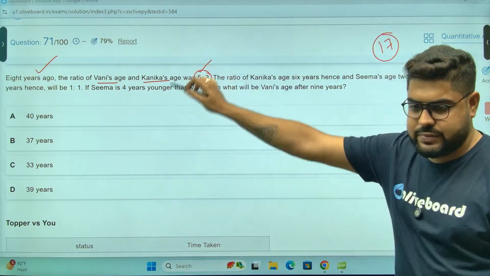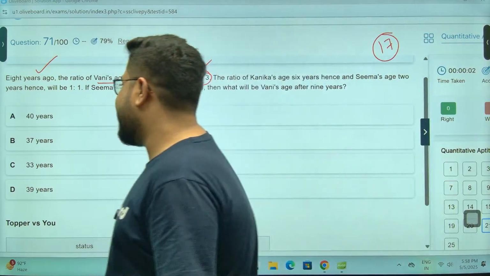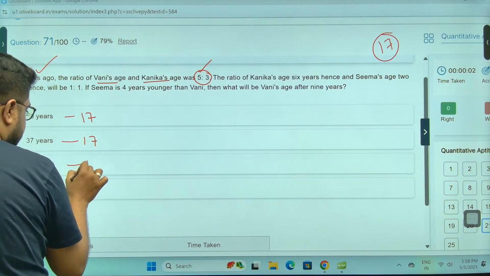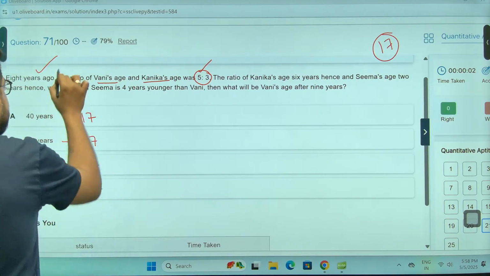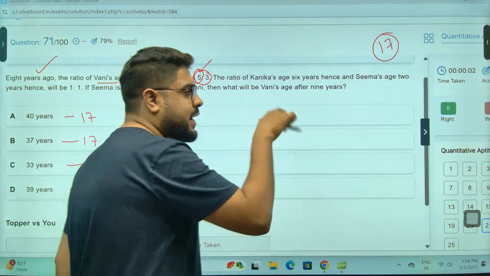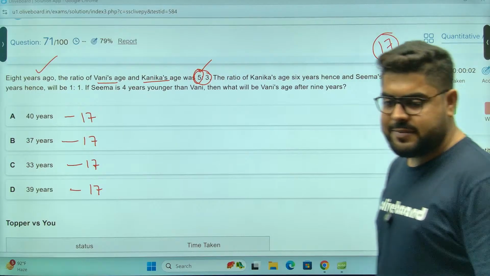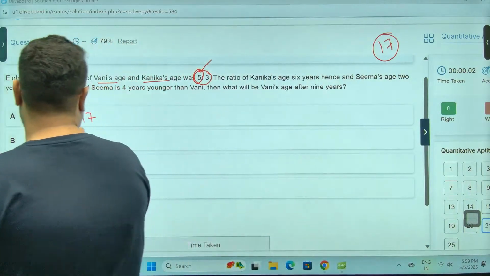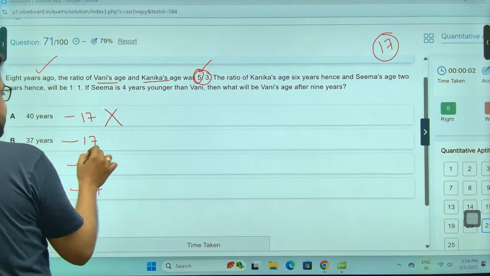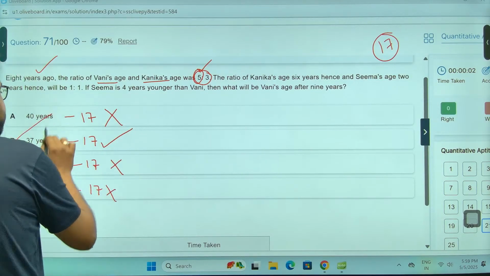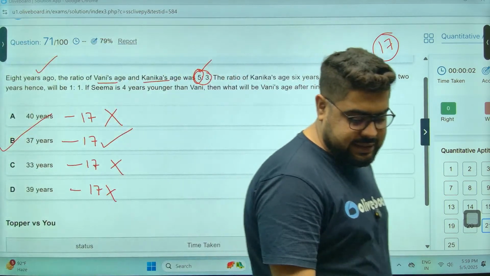So can I say, if I subtract 17 years from each, it should be a multiple of 5 parts, because one was 5 into something. Age cannot be a fraction. Nobody can have a fractional age, sir. So 40 minus 17 is not a multiple of 5, and this is a multiple of 5, and the others are not. Answer is B, sir.